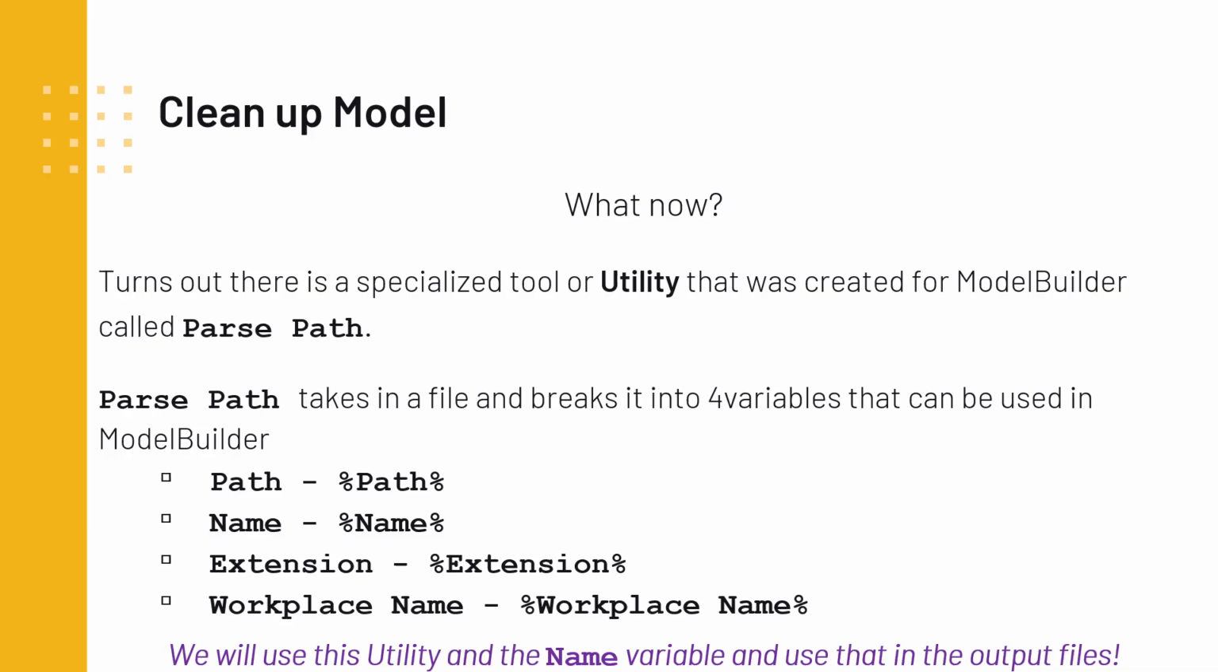It turns out there are specialized tools called utilities that were created for ModelBuilder, and one of these utilities is called Parse Path. So what does Parse Path do? Basically, it takes in a file and breaks it into 4 variables that can be used within ModelBuilder. The 4 variables it breaks it out into are the path, the name, the extension, and the workspace. In this example, we want to use the name of the file. We don't need the extension, we just want the main name.